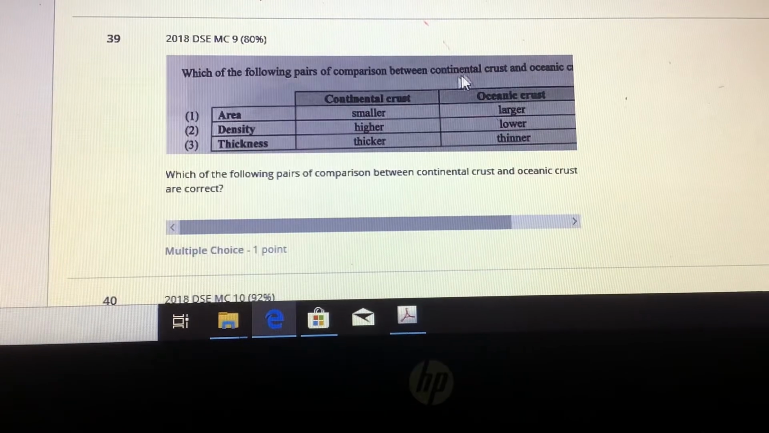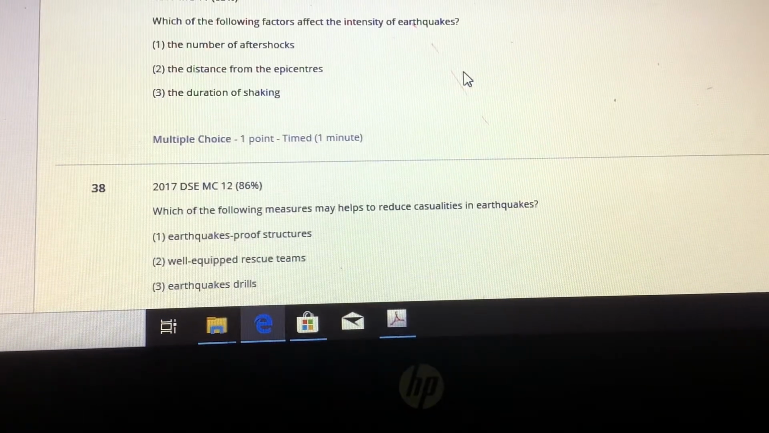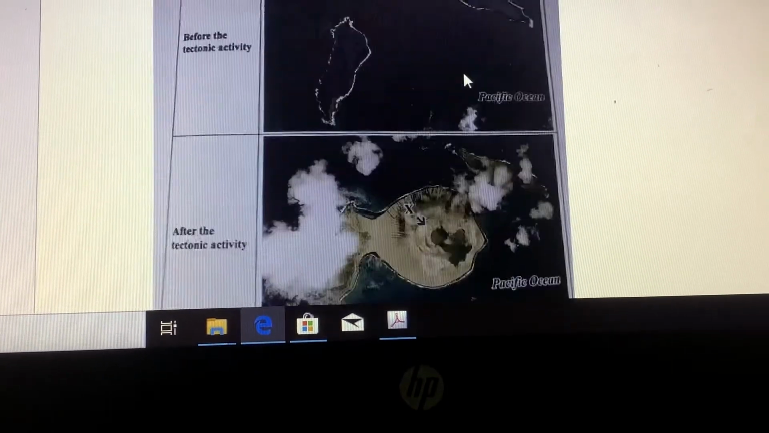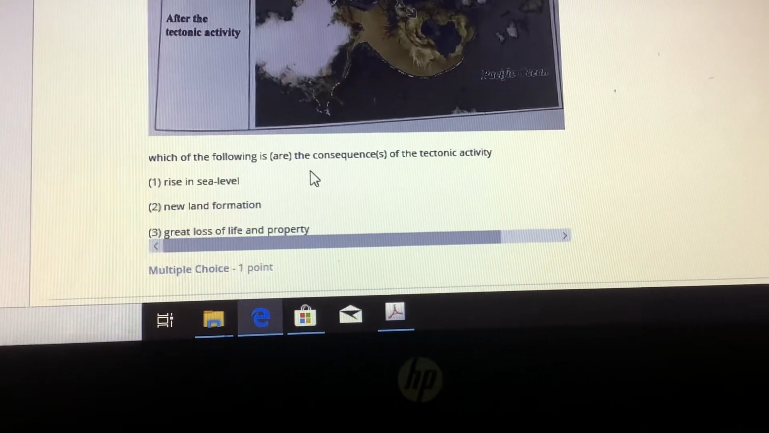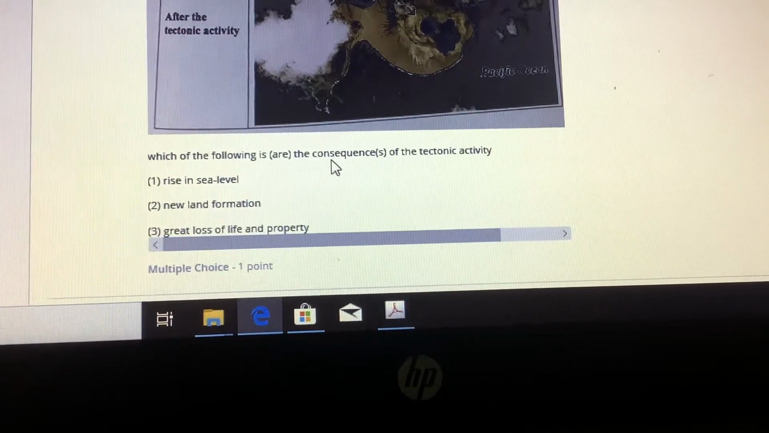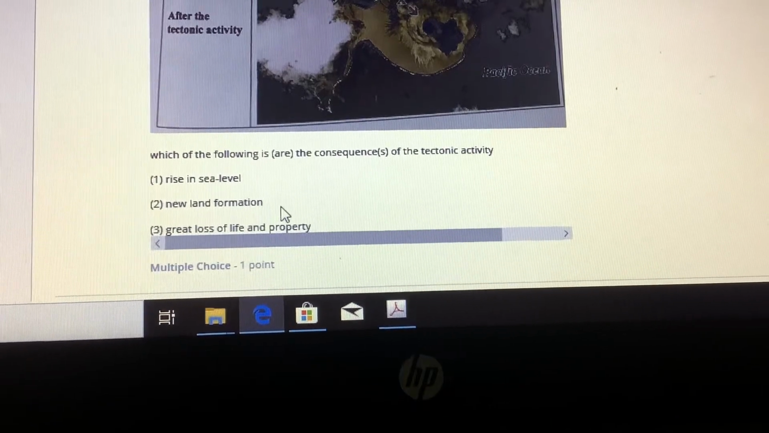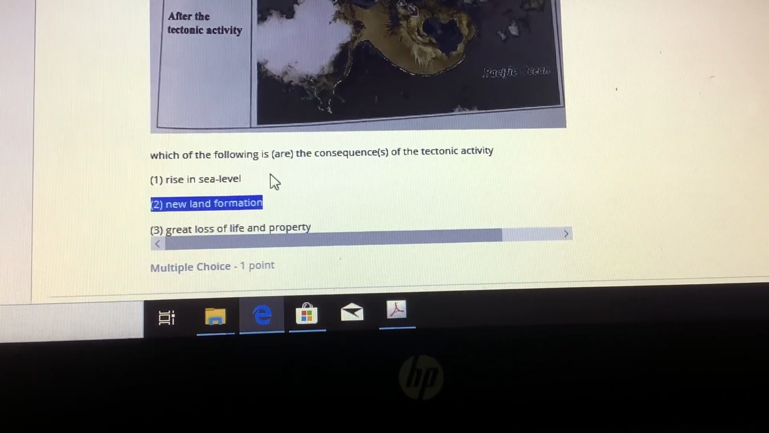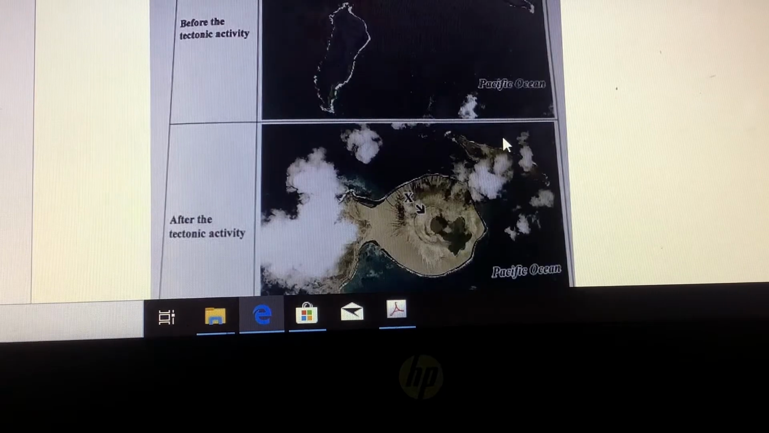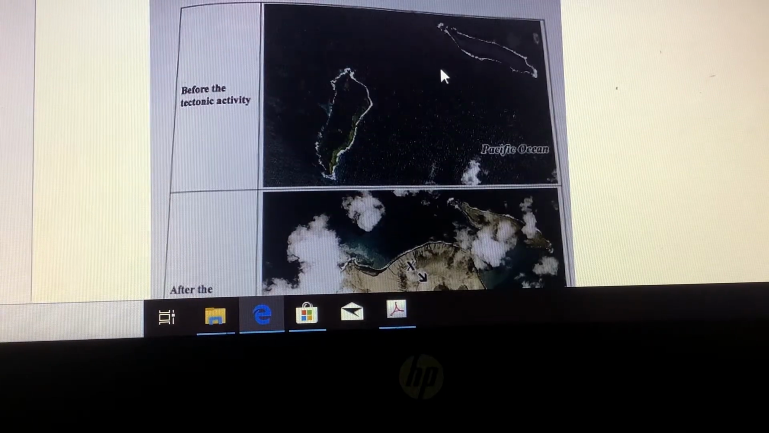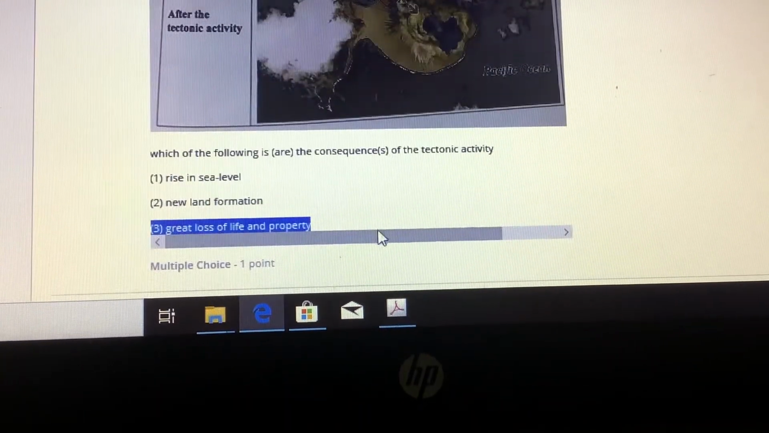Which of the following are the consequences of the tectonic activities? Rise in sea level, new land formation, great loss of life and property. Is there any property right here? Think about it. Use your brain and also use your eyes.